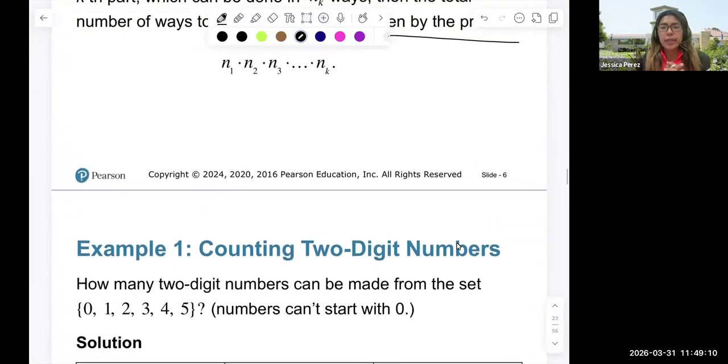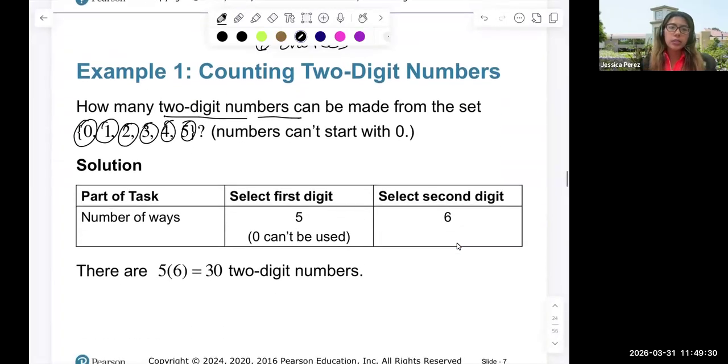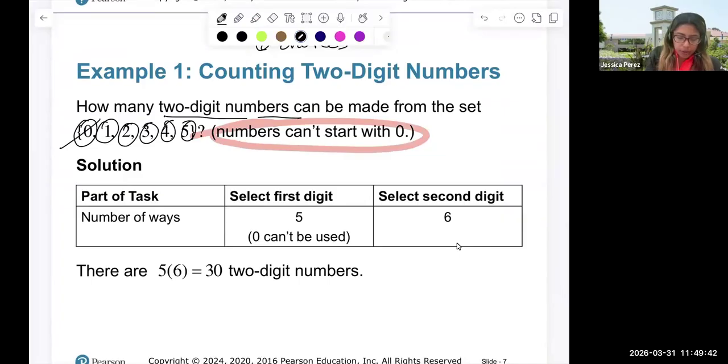So for example, the first example is counting two-digit numbers. How many two-digit numbers can be made from the set 0, 1, 2, 3, 4, 5? So we have 6 choices, and there are two digits. So we are going to look at the number of ways two-digit numbers can be made. But there's a key word: numbers cannot start with 0. So we're going to remove the option 0. So it's 1, 2, 3, 4, 5 ways.